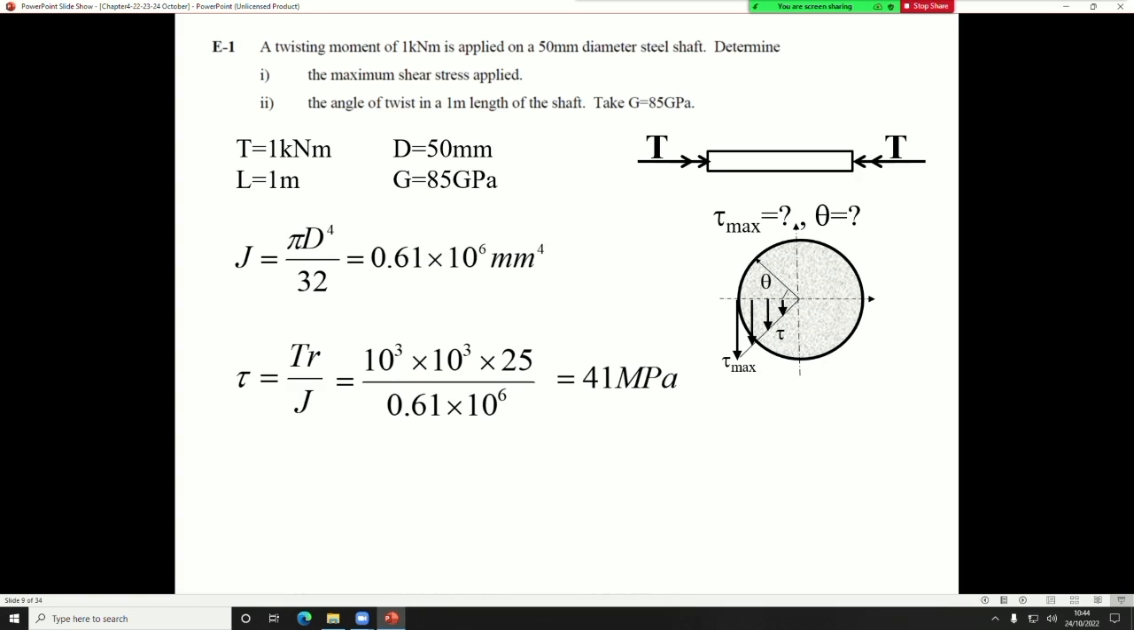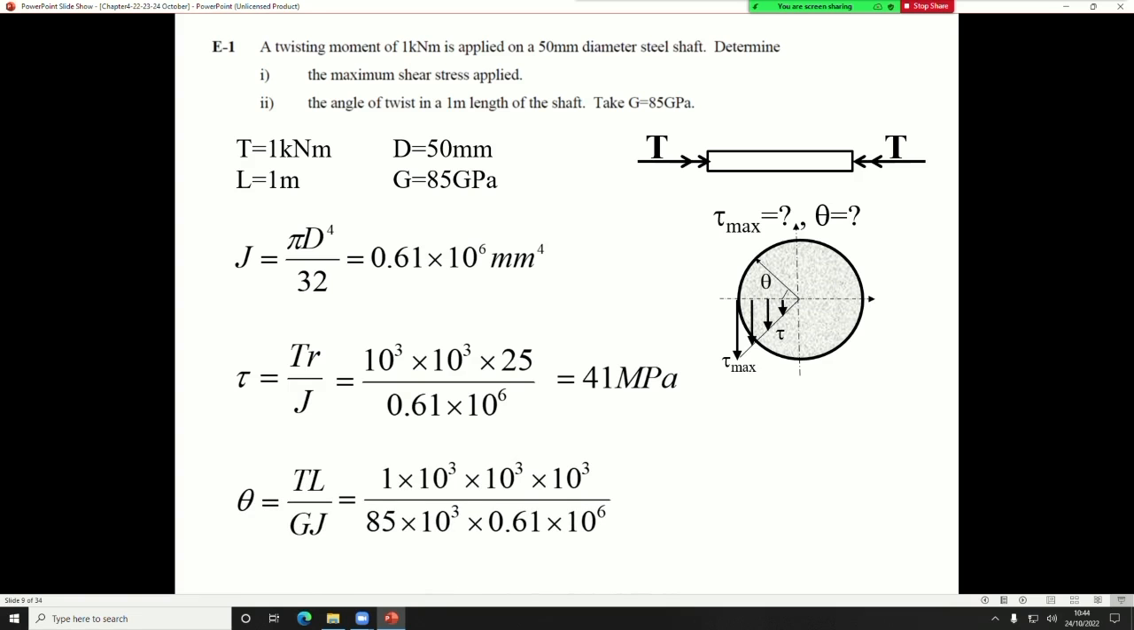The angle of twist is equal to T, the torque applied, times the length divided by the torsional stiffness, which is the product of G and J. So T is equal to 10 to the power of 6. Length is 1 meter, and I've converted it to millimeter. Some students prefer to have everything in newton and meter, it's your choice. And we've got G, which is 85 gigapascals, so I've kept it as newton per millimeter squared. And J is already in 4th power of millimeter, so the answer will be in radians, and then I convert it to degrees. In order to convert it, multiply it by 180 divided by pi. So I repeat, the answer to theta in this equation is in radians.